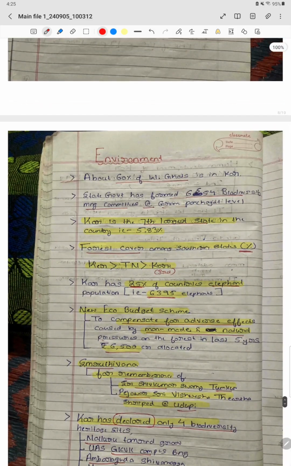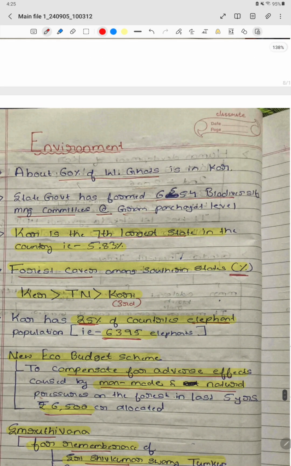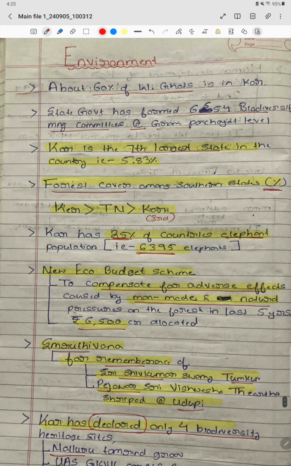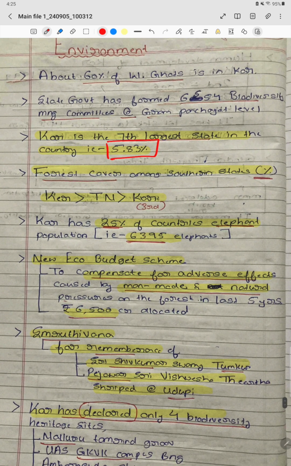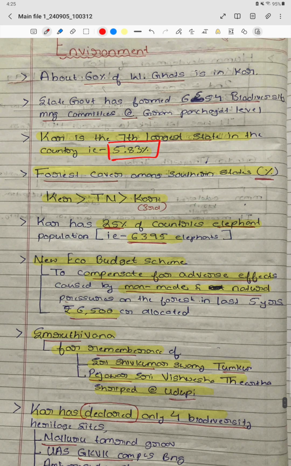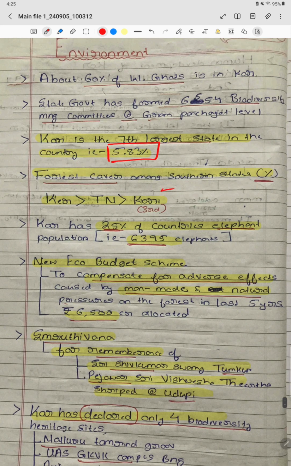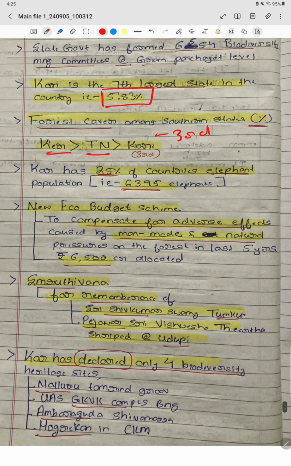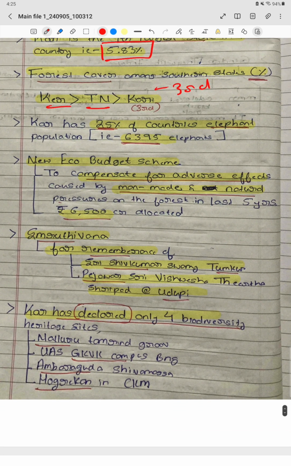Then we will move to some important facts that we might have missed. I have collected them. Karnataka is the seventh largest state in terms of area in the country, with 5.83% of the country's land. If we consider the southern states, forest cover is third rank. First is Kerala, followed by Tamil Nadu, then Karnataka. And Karnataka has 25% of the country's elephant population, that is 6,395 elephants.